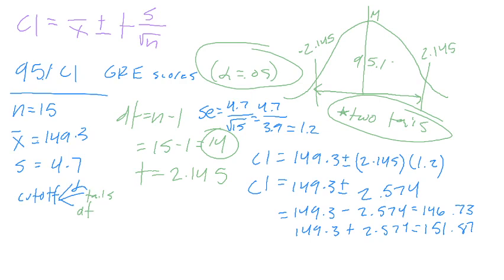So we would report this like this. We would do some parentheses. We would say, okay, the lower bound is 146.73. The upper bound is 151.87, right? And then what does this mean? We are 95% sure that our population mean is within these boundaries, our population mean for this sample. So remember, 95% sure is not 100% sure, but it's pretty good, right? It's pretty good to say that you're 95% sure of something, 95% confident.